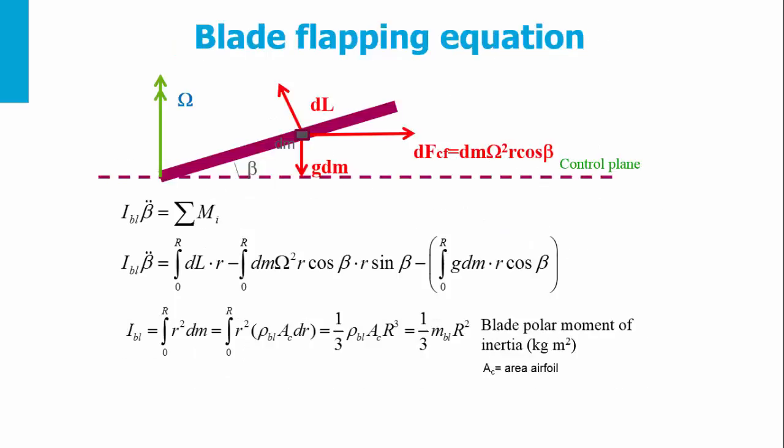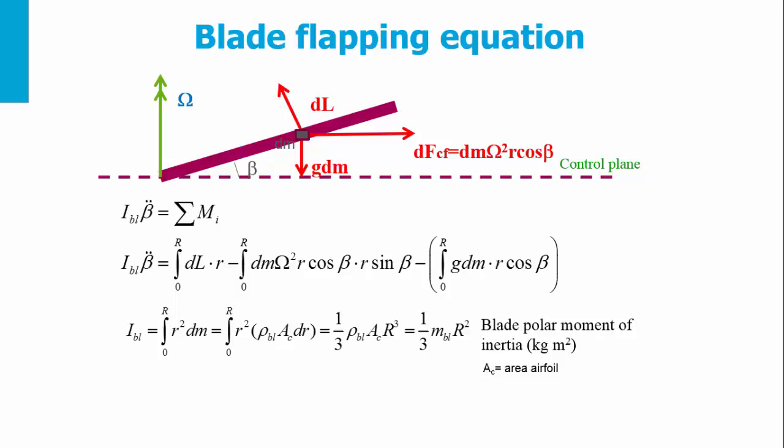Assume the blade is rigid and assume that it is flapping with an angle beta. Consider a blade element of mass dm. The forces acting on this blade element are the gravity, g dm, the lift force, as we are in hovering flight, dL, and the centrifugal force, which is actually 20 times higher than the lift force and equals dm omega squared r cosine beta. r is the radius of the blade at this position.